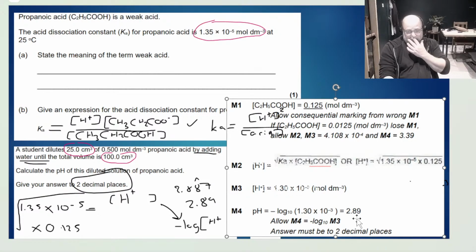Yeah, 2.89 must be to 2dp. So there you go.